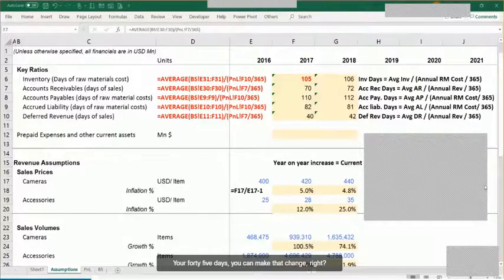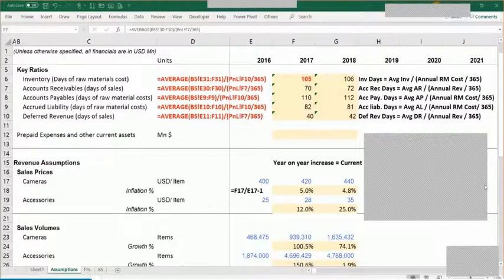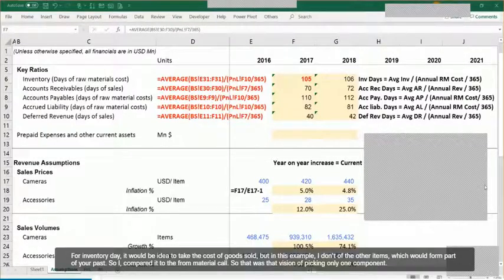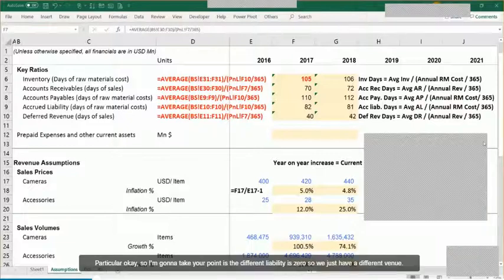All right. So I think broadly, yes, Prachi, as I said, for inventory days, it would be ideal to take the cost of goods sold. But in this example, I don't have the split of the other items which could form part of your cost of goods sold. So I compared it to the raw material cost. That was the reason for taking only one component for that particular computation.